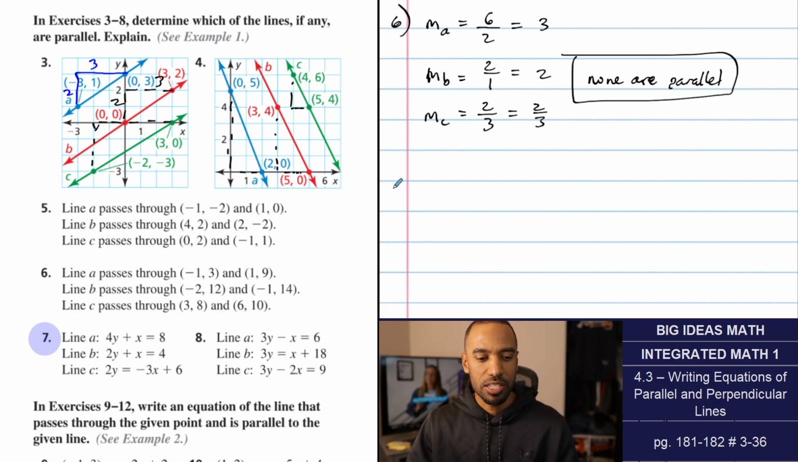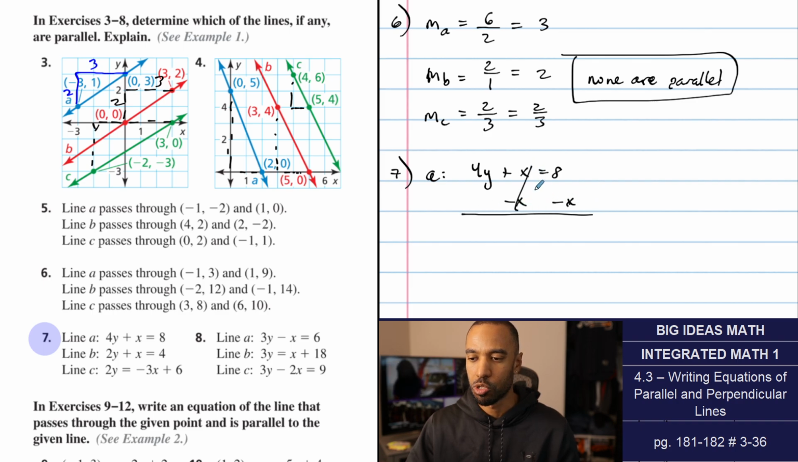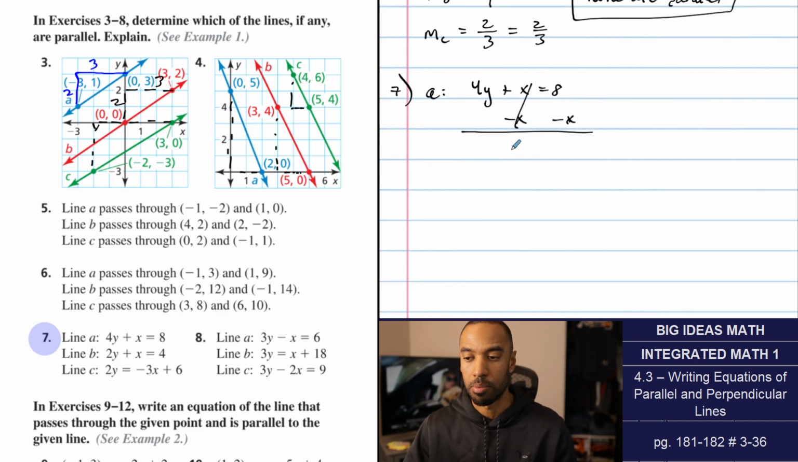All right, numbers 7 and 8. These actually have the equations. What I want to do from these is simply get them in slope-intercept form. So for here, they say line A, line B, etc. I'll just put a little A here and then we'll work on it. So 4y plus x equals 8. If I get y by itself, then I'll get it in slope-intercept form, and then the term multiplying the x ultimately is going to represent my slope.